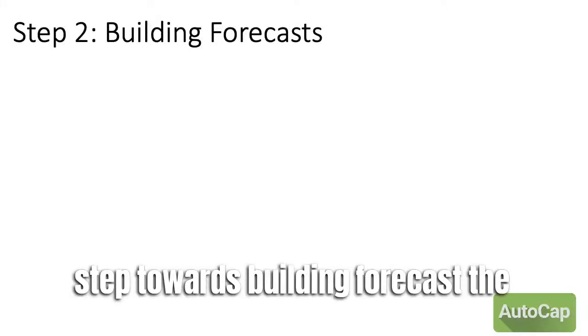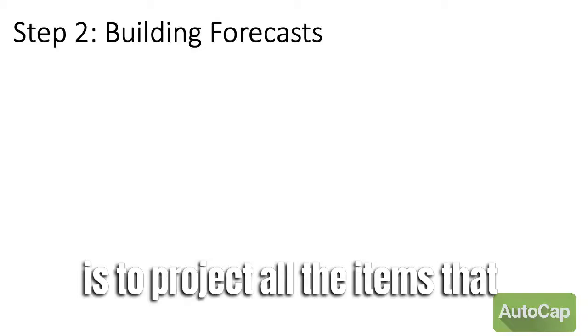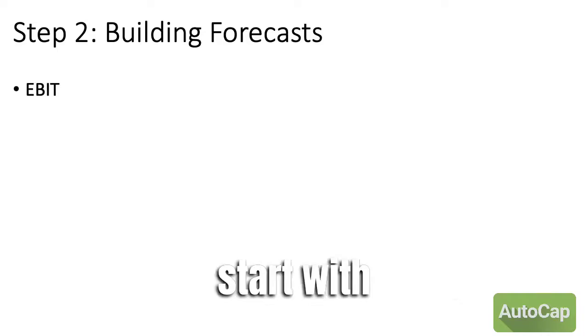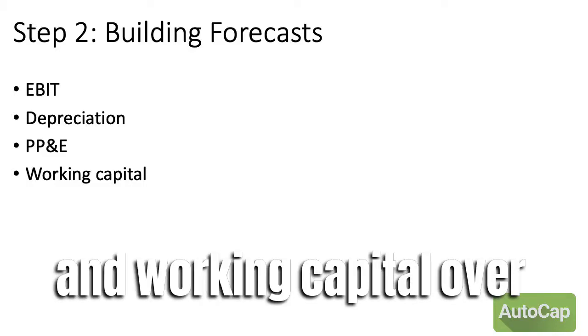Step 2 is building forecast. The next task in building a DCF model is to project all the items that are included in free cash flow calculation for future years. We start with forecast of EBIT, depreciation, plant, property and equipment, and working capital.